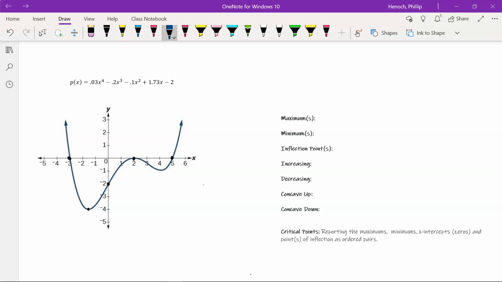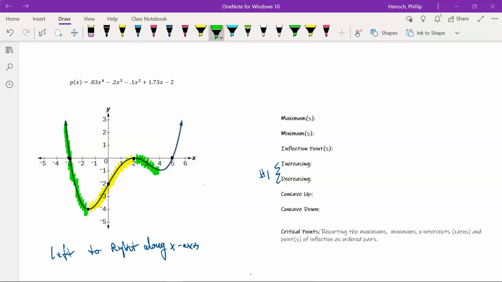So the first thing we're going to do, again, we're reading this left to right along the x. Okay. So we're going to do increasing, decreasing first. Let's keep the color consistent. Looks like I'm decreasing first. I'm decreasing all the way to here, and then I'm increasing to there, and I'm decreasing a little bit here.